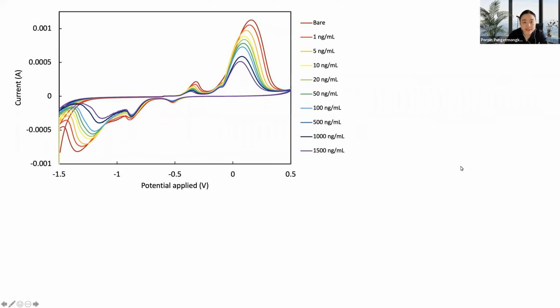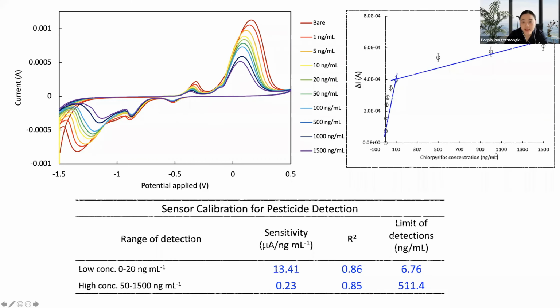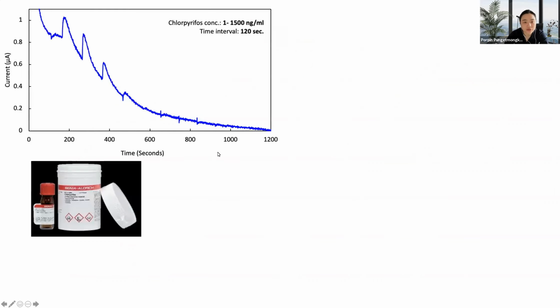So we are going to test the electrical performance of our electrode by using the cyclic voltammetry. We vary the potential from -1.5 to 0.5 V with a different concentration of pesticide. And we can obtain the calibration curve like shown here in the right panel. You can see that the calibration curve can be modeled by two linear equations. And in this work, our electrode can detect concentrations as low as 0.7 nanogram per milliliter. That is our LOD.